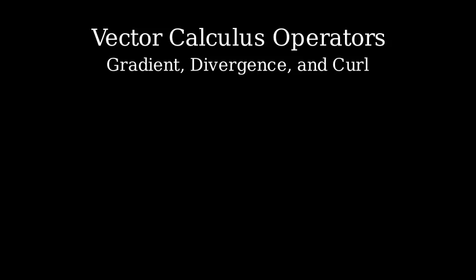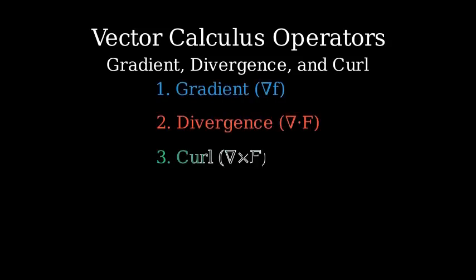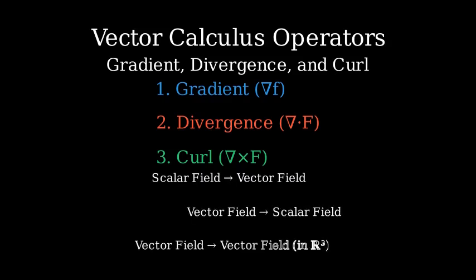Let's start with a high-level overview of these three operators. The gradient takes a scalar field and produces a vector field. The divergence takes a vector field and produces a scalar field. And the curl takes a vector field and produces another vector field, but only in 3 dimensions. Each of these operators gives us important information about rates of change in different contexts.